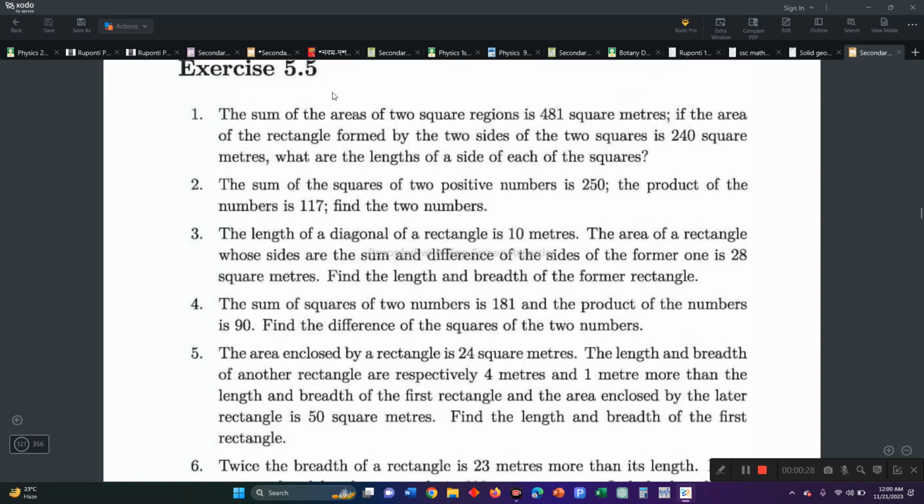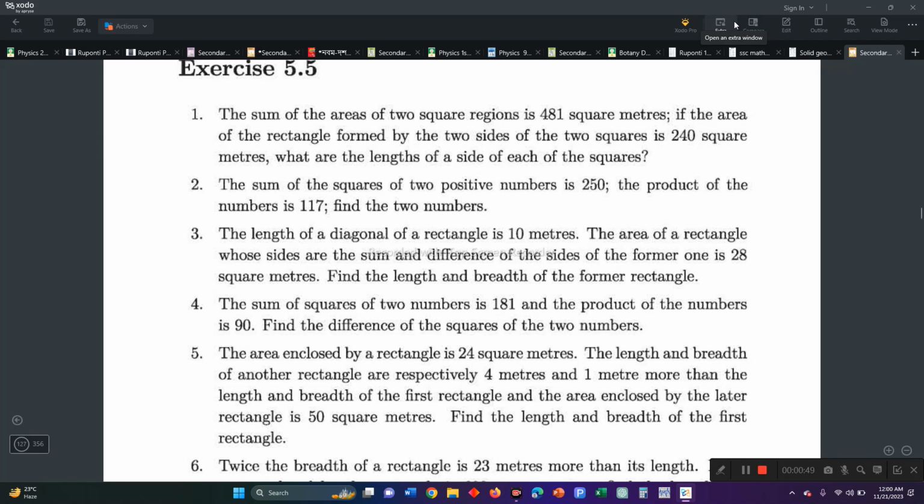The first question is: the sum of areas of two square regions is 481 square meters. If the area of the rectangle formed by two sides of two squares is 240 square meters, what are the lengths of a side of each square?